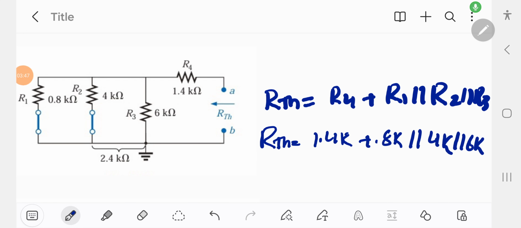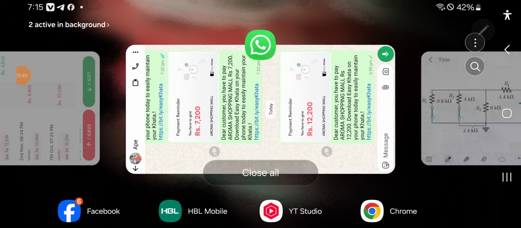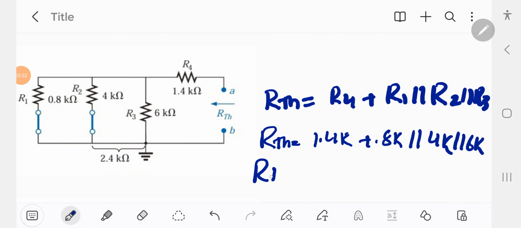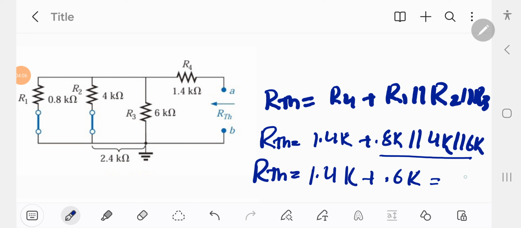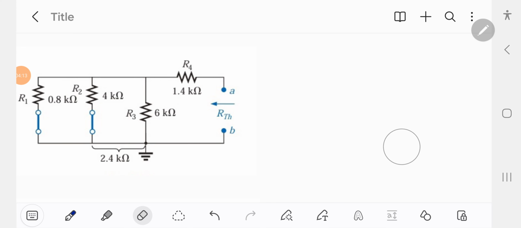So when we solve all of these, it's equal to 0.6K. When we add this, which is equal to 2K, we found that RTH is actually equal to 2K.